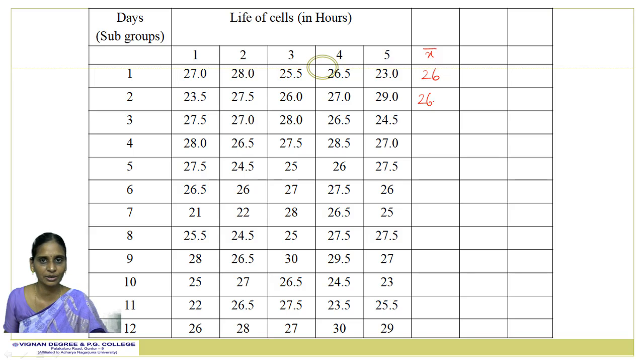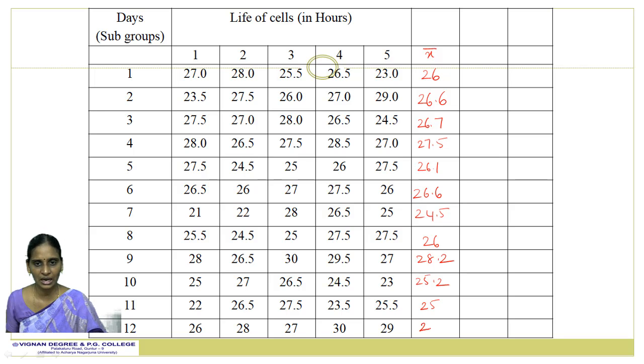In a similar way, we have to find the remaining sample mean values. The second sample mean is 26.6, 26.7, 27.5, 26.1, 26.6, 24.5, 26, 28.2, 25.2, 25, and the last sample mean is 28.